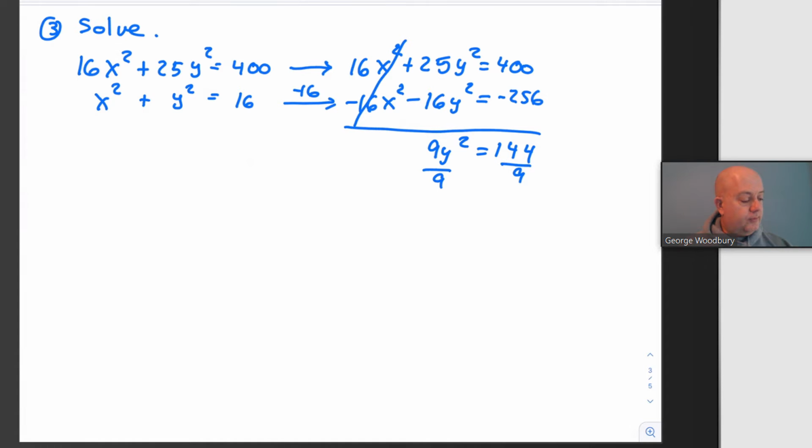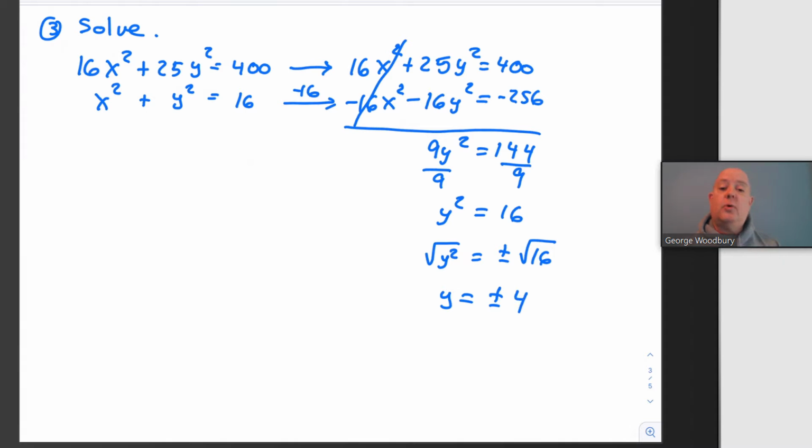Divide through by 9, and we get y squared equals 16. Take the square root of both sides, including plus or minus the square root of 16, and we get y equals plus or minus 4. Now to find x, we can go to either of the original equations. Let's try the second one that seems simpler. x squared plus y squared equals 16.